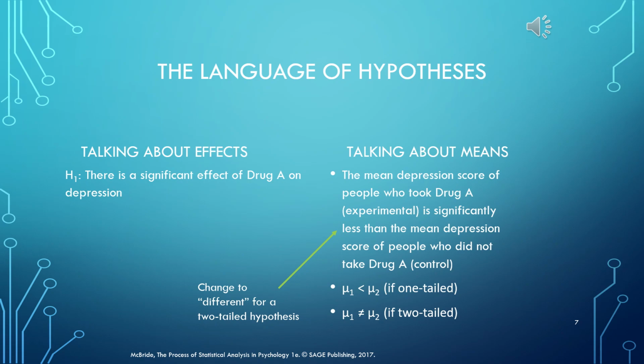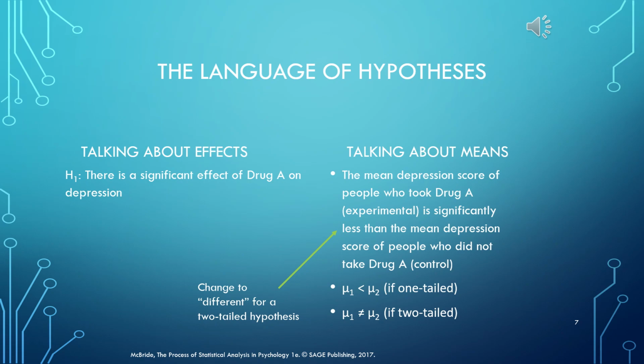So these are saying the same thing. There's a significant effect of drug A on depression. Translating that into means would say the average depression scores of people who take this drug should be less than the average depression scores of people who don't take the drug.